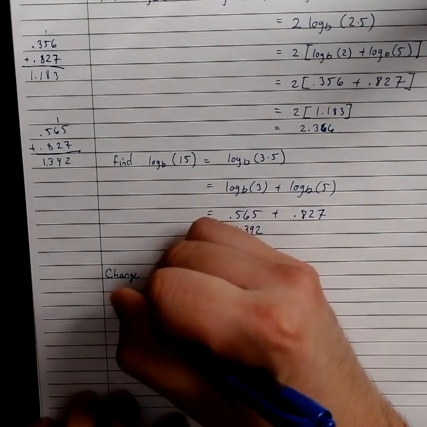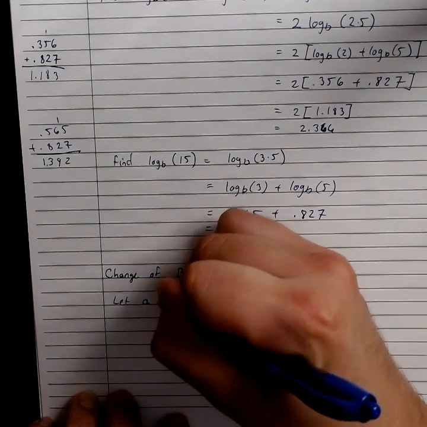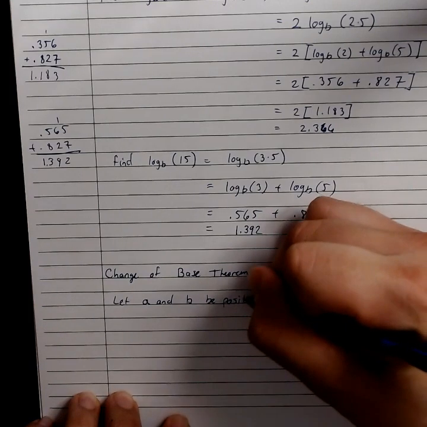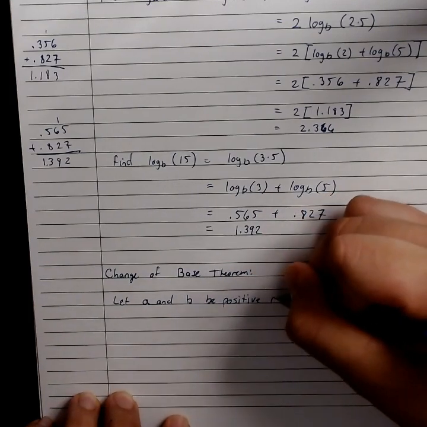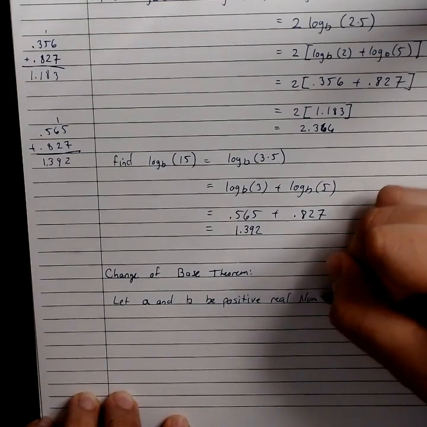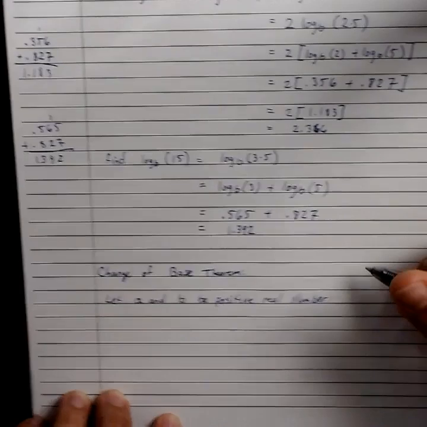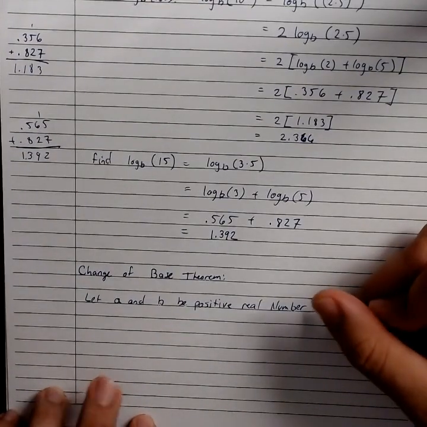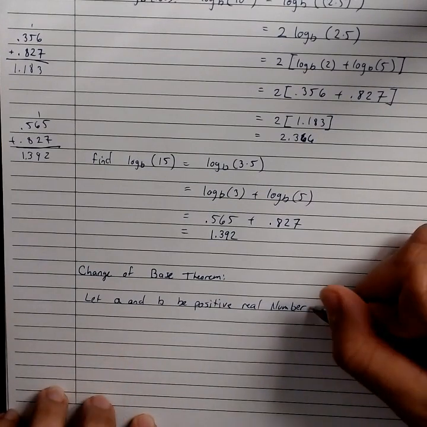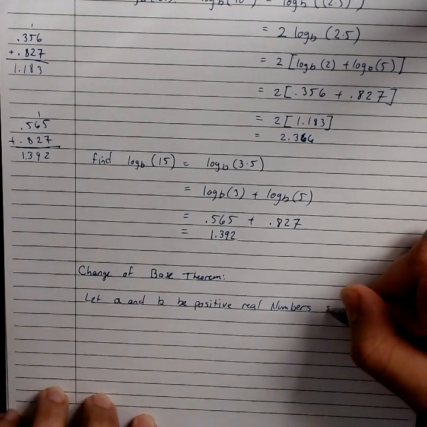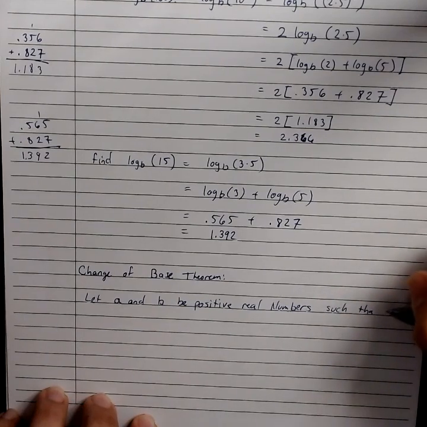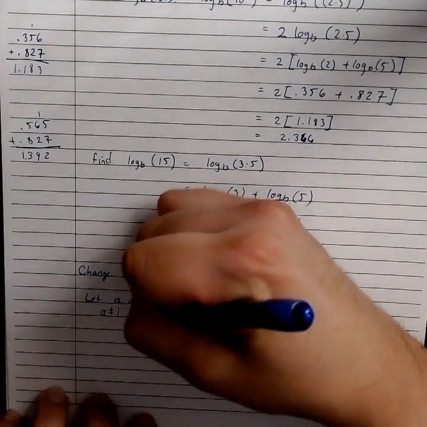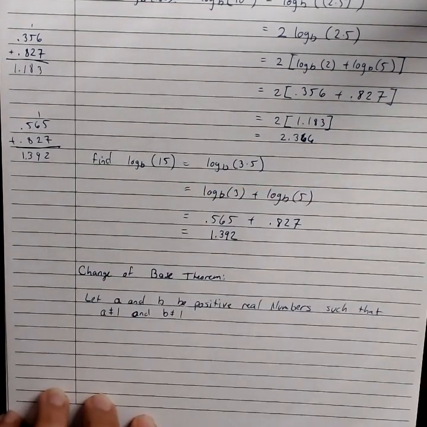So it says let A and B be positive real numbers, not negative, not zero, be positive real numbers. Just like with every other logarithm, we're going to want our bases not to be 1, because again, that's not really a logarithm. Everything would just be the number 1. Let A and B be positive real numbers such that A is not equal to 1 and B is not equal to 1 either. Okay.